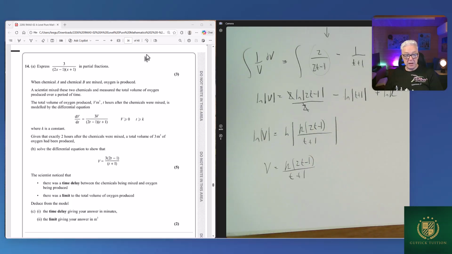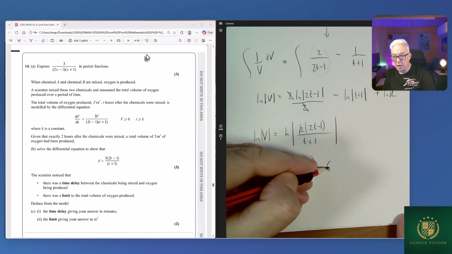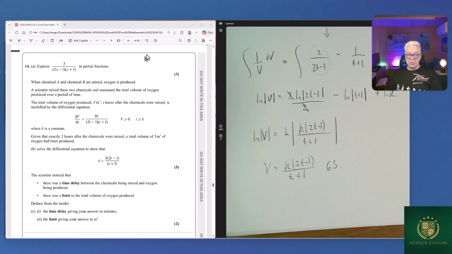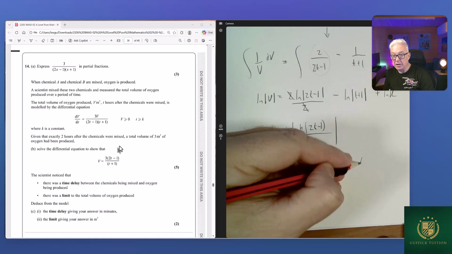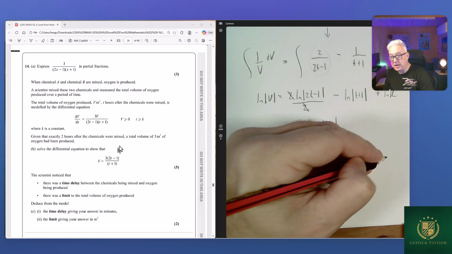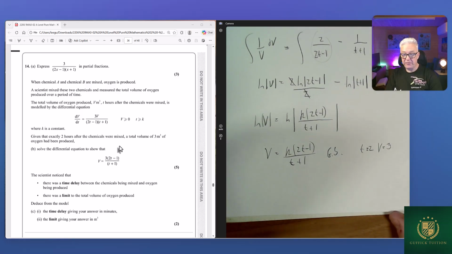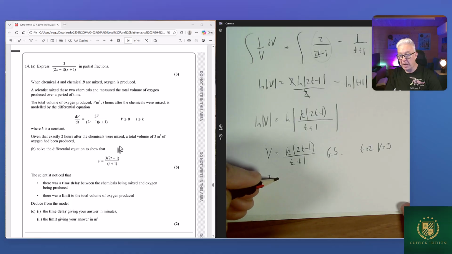Okay. Now you can see we're almost there. We just need to now find out what the value of k is. This, by the way, is what we call our general solution, which is when we do not know what the value of the constant is. But they've given us what we call a boundary condition. Notice that they've told us in the question, exactly 2 hours after the chemicals were mixed, a total volume of 3 has been produced. So they're telling us that when t is 2, v is equal to 3.